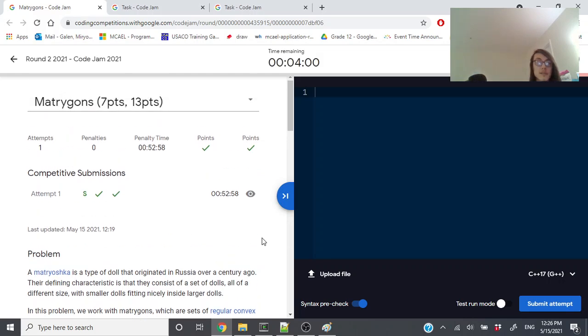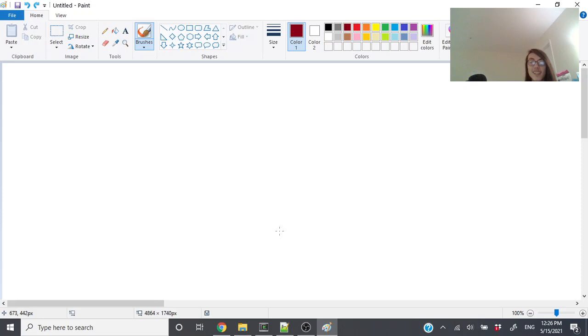Okay. For this problem, Matrygons, the first thing to notice about the polygons is that, essentially, suppose we have some polygon like this.